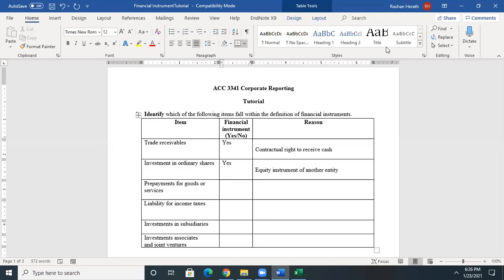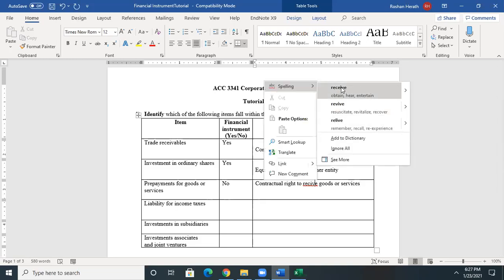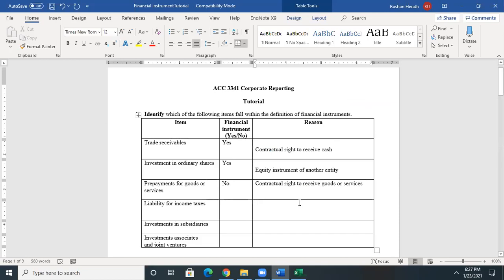Okay, good. Very correct, very correct. You have reasoned it out correctly. Yes, it's not a financial instrument. The reason is that it gives you a contractual right, but that particular contractual right is not for cash or a financial instrument. But to receive what? Goods or services. So if you make a prepayment for goods, or a prepayment for services, you have the contractual right, but that is to receive goods or services. But the definition does not capture that.